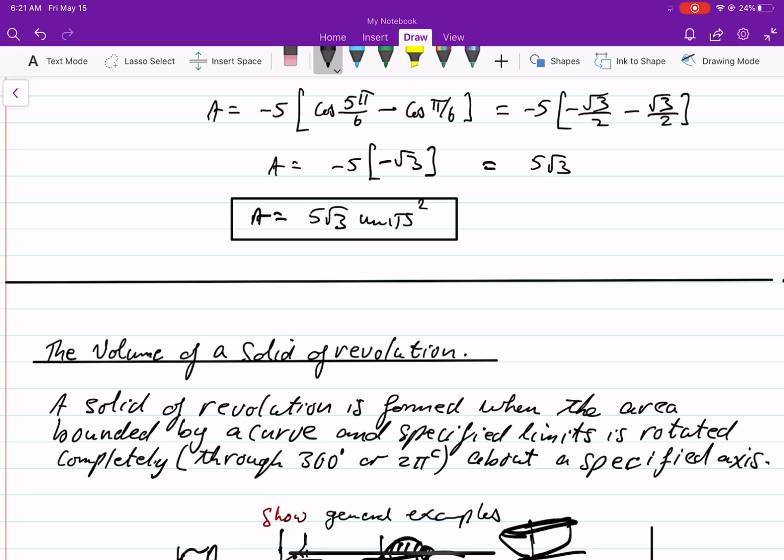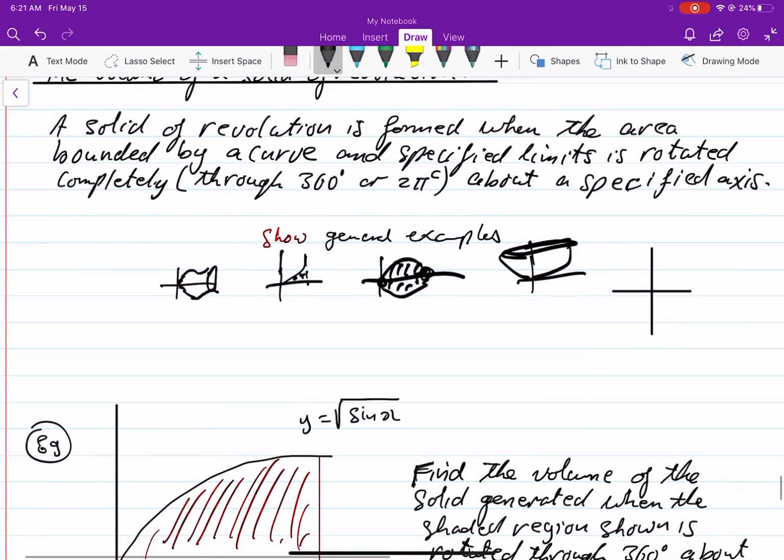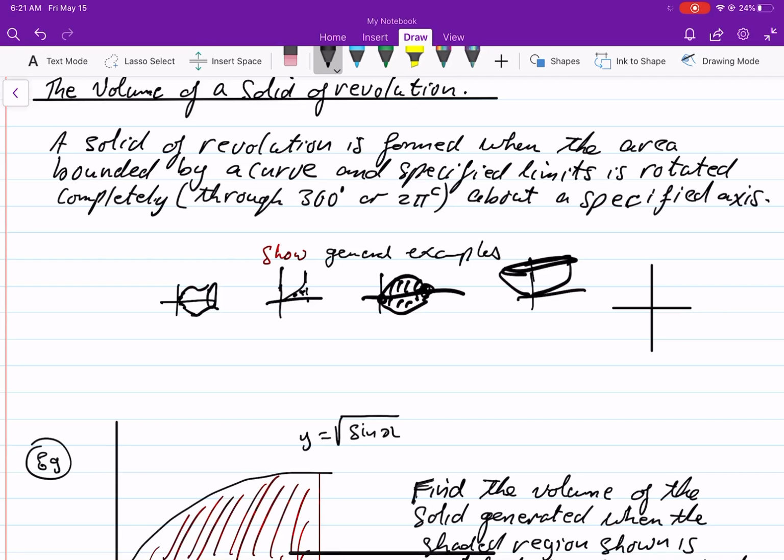Call it a solid of revolution. The question is, what is a solid of revolution? A solid of revolution is formed when the area bounded by a curve and specified limits is rotated completely, that means through 360 degrees or 2 pi radians, about a specified axis. For this video, we're only going to be rotating the curves about the x-axis. So that makes our lives kind of simple.